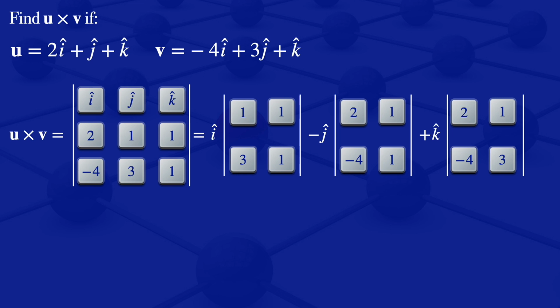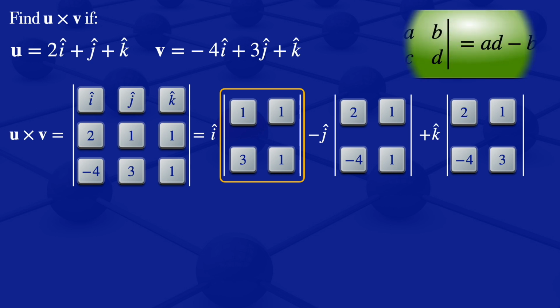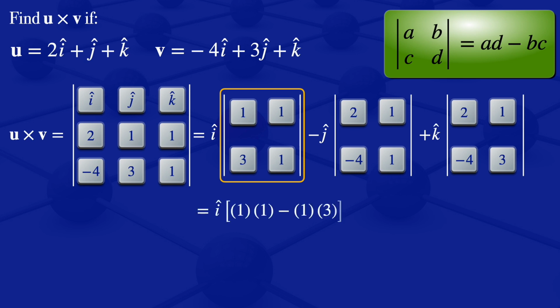So I will now go on and evaluate the determinant of each matrix. When you have a 2 by 2 matrix, the determinant of the matrix a, b, c, d is given by ad minus bc. What this formula is saying is we multiply these two elements, then subtract the product of these two elements. So we are saying i multiplied by that determinant. It will be i multiplied by 1 times 1 minus 1 times 3.